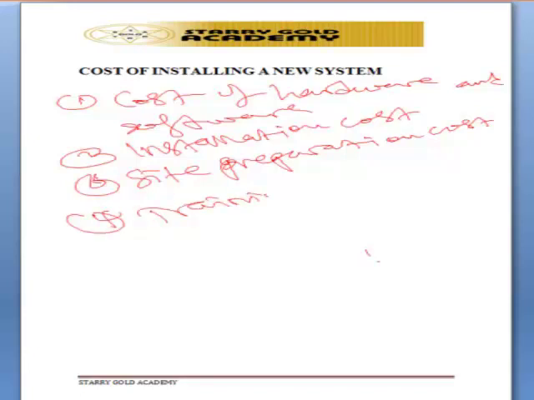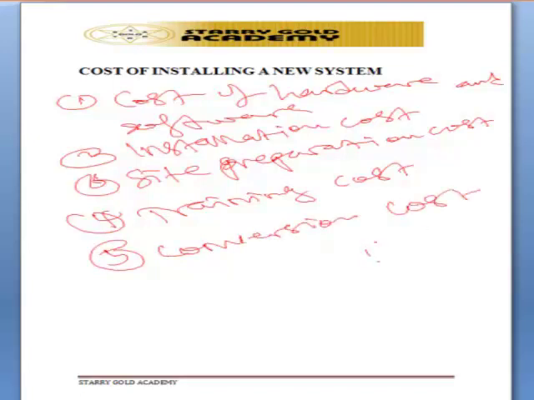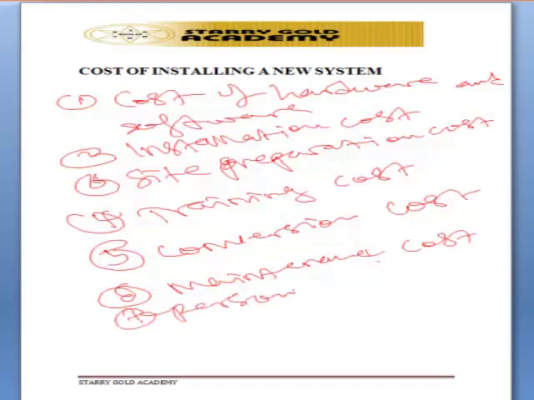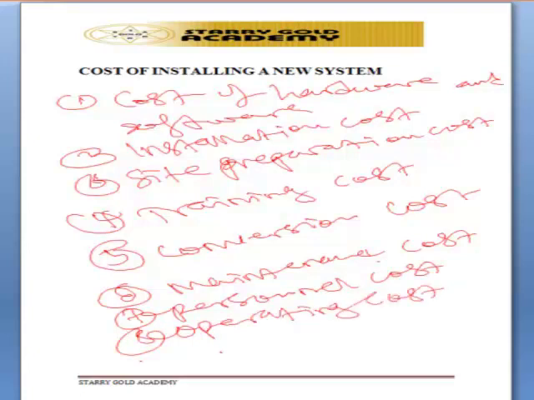Then the next one is training cost. When you acquire a new system or you develop a new system, the staff that will be operating the system need to be trained. Then we also have conversion cost. That is the cost of converting old files, especially let's say manual files, to electronic. Then also we have maintenance cost. Then we have personnel cost. Then we have operating cost. And most importantly, we have redundancy cost.